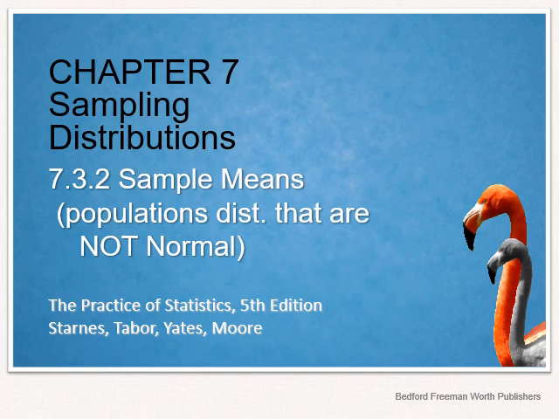We know from 7.3.1 that if the population distribution is normal, the sampling distribution of X bar is going to be normal. So what we want to look at is what happens when it's not.